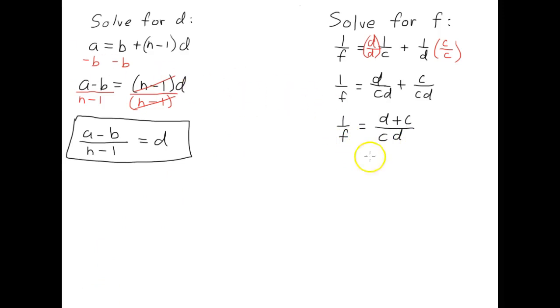And now I'm going to take kind of a quick shortcut here. I'm just going to flip both of these over. If 1 over f equals d plus c over cd, then f over 1 equals, and instead of writing d plus c, I'm going to write this c plus d just to put that in order.